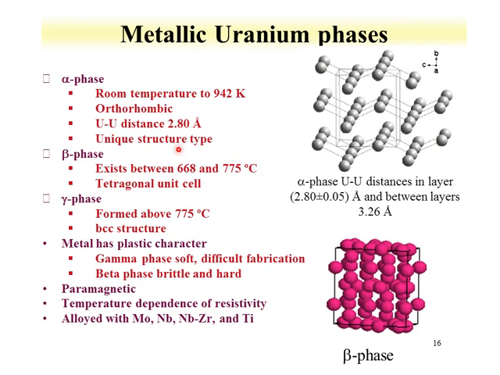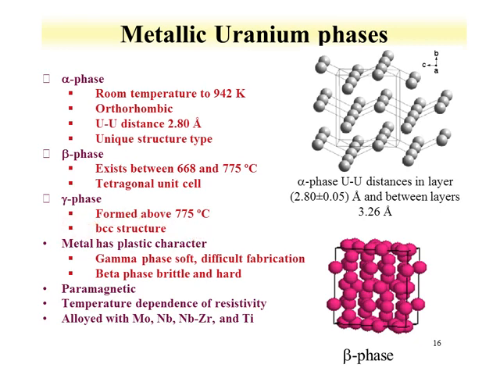The beta phase exists in a relatively narrow temperature range. Tetragonal unit cell, shown here. And the gamma phase is formed above 775 degrees, and that has a BCC, body-centered cubic structure.